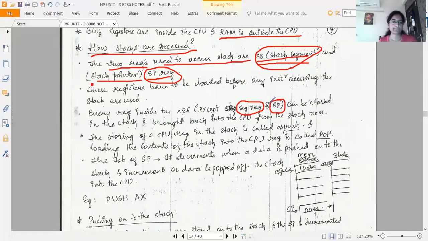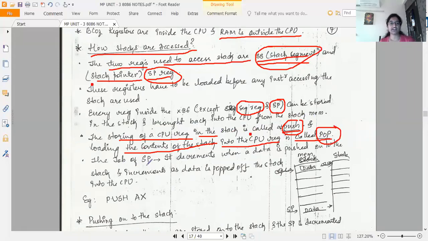Now next, the storing of the CPU register in the stack is called push. The process of storing the content of a CPU register into the stack is called push. We know this because we have studied this in 8085. And the loading of the contents of the stack into the CPU is called pop. Push and pop.